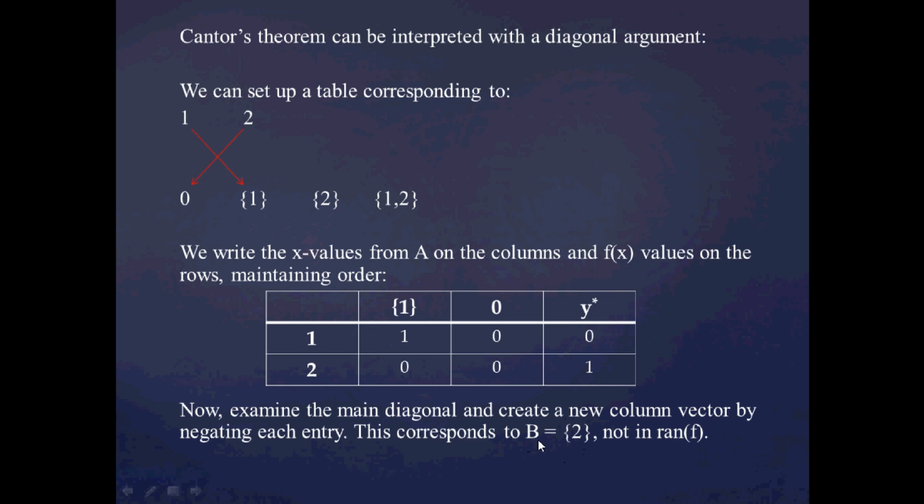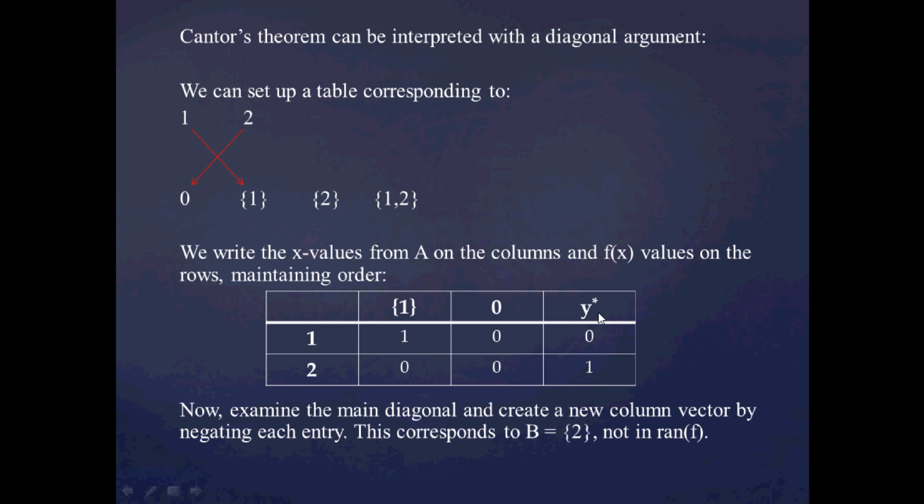And now notice that B can't be in the range of F, because the range of F consists only of the columns that I've constructed in this table. And this new column vector, which I'm going to call y star, can't possibly be any of these columns here, for the reason that the first element of that vector differs from the first column vector in the first entry, and it also differs from the second column vector in the second entry there. So that's why I negate those two diagonal entries.